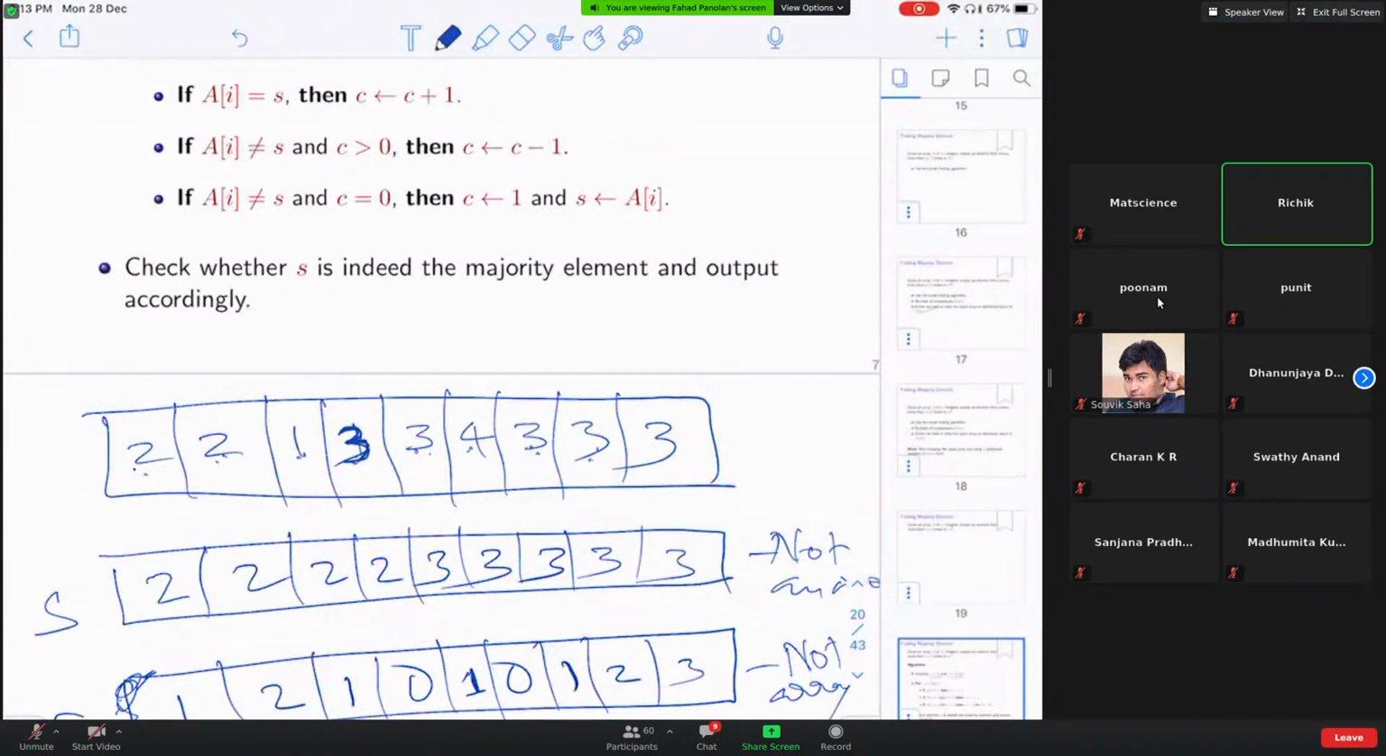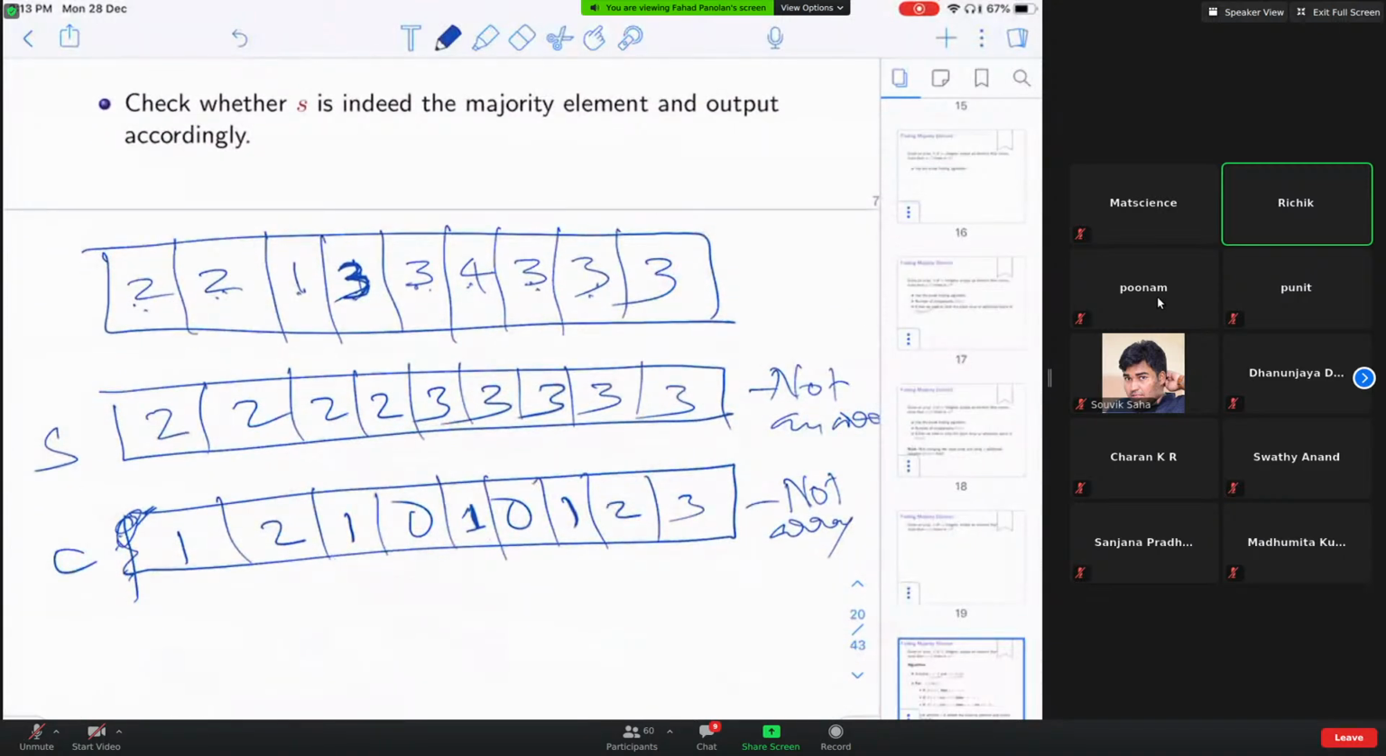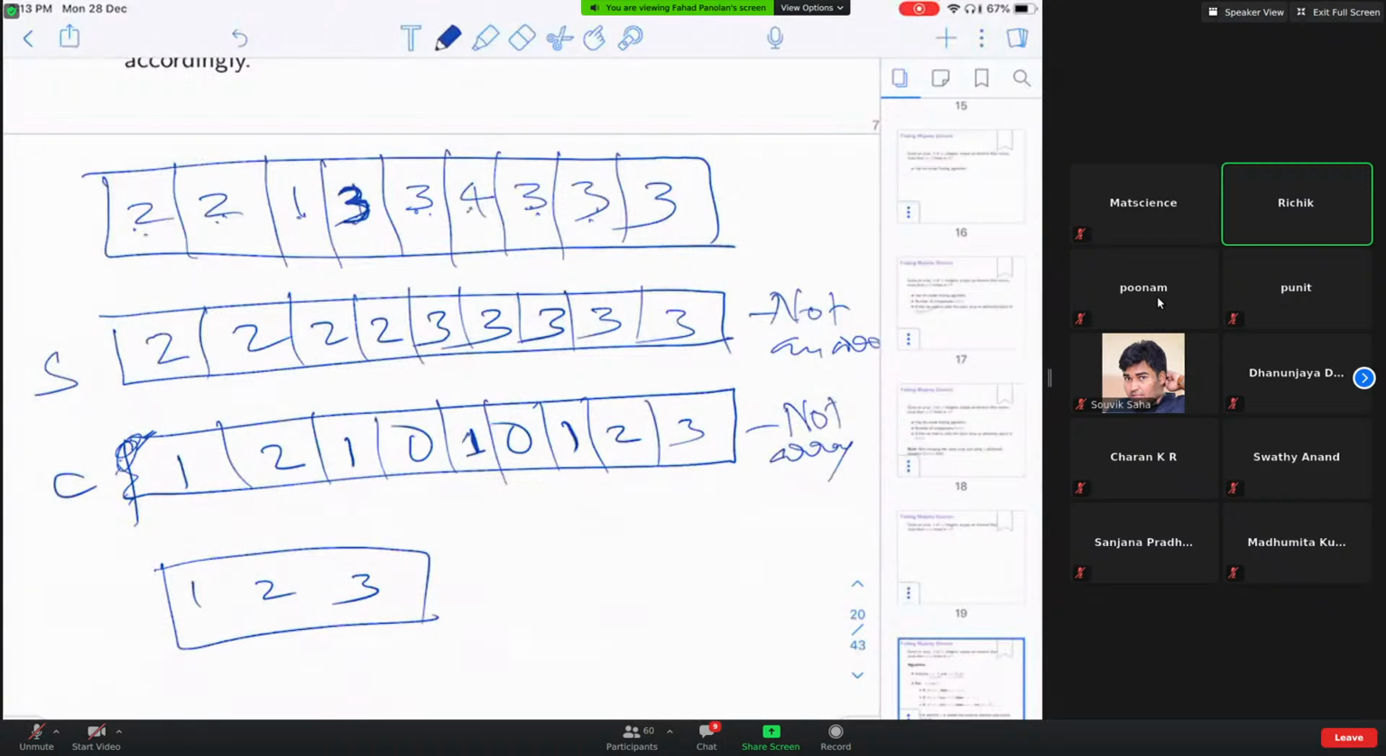Yes. Sir, I have a question. The fact that we are checking in the end whether it is a majority element, does that mean that our S variable always holds the mode, basically? If we have an example such as 1, 2, 3, then the 3 would automatically be chosen as the majority, though it is not really the majority element. That's why we're doing the check. So if we do not do the check, does this mean that our variable S would always store the mode? No, it is not.